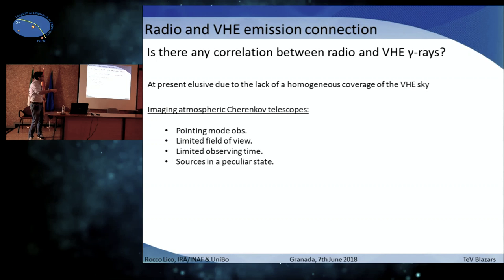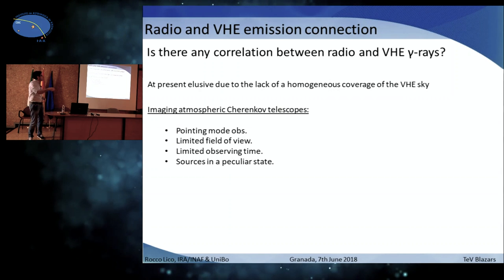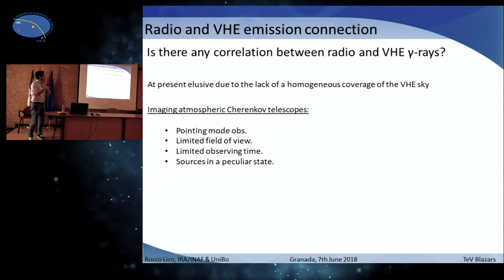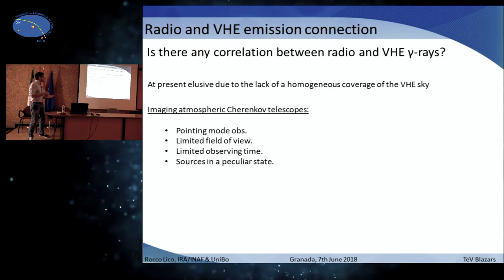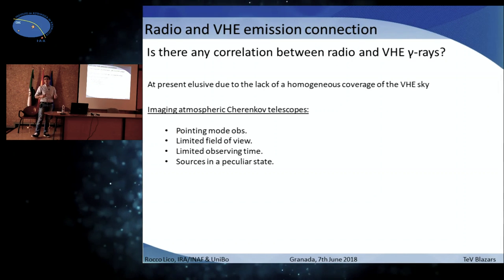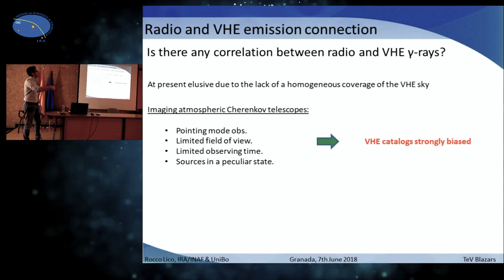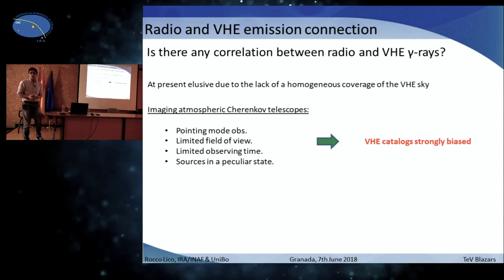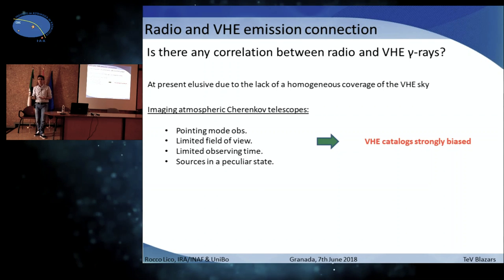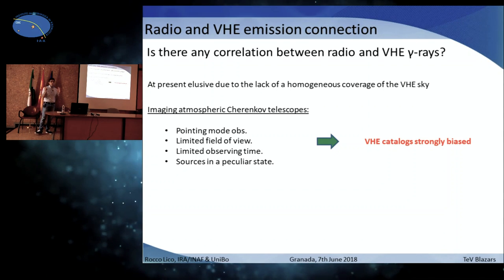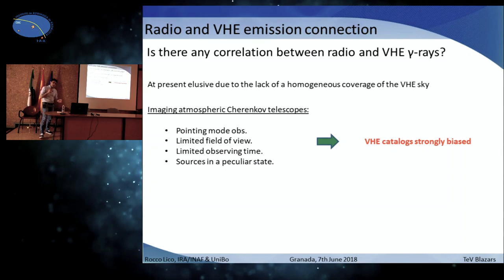but are just working in pointing mode with a limited field of view and limited observing time. And usually these telescopes tend to observe sources when they are in a peculiar state, mainly a flaring state. So all of these limitations introduce strong biases in very high energy catalogs. That's why it's not so easy and straightforward to do a similar correlation study as was done before.